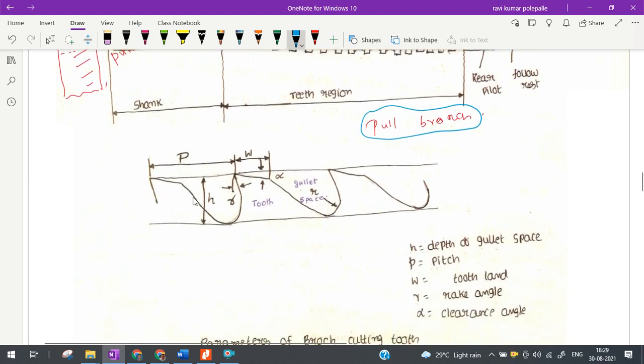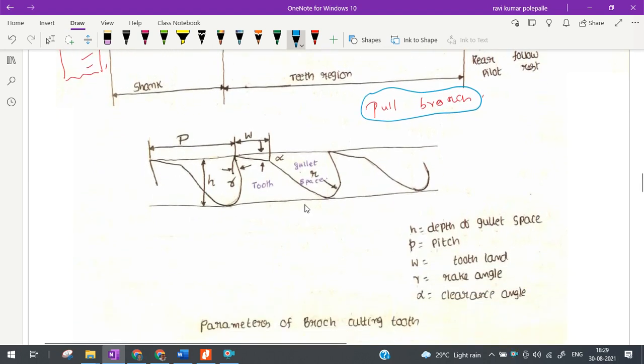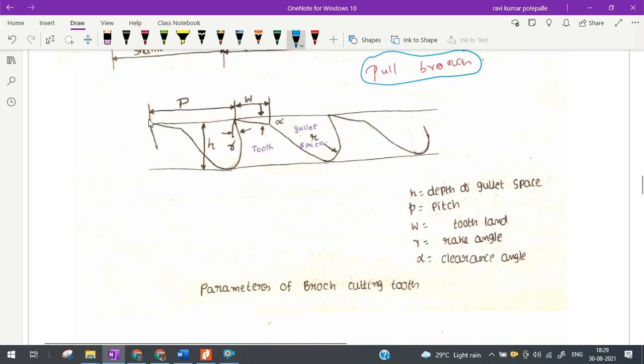So this is how the tooth may look like. So the pitch of the tooth, slightly inclined downwards. So clearance, cutting surface inclined slightly backwards to make it sharp, which we call it as rake angle. And this space is called as a gullet space. And the h is nothing but the depth of this gullet space.